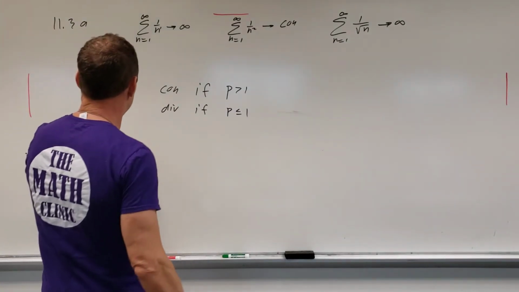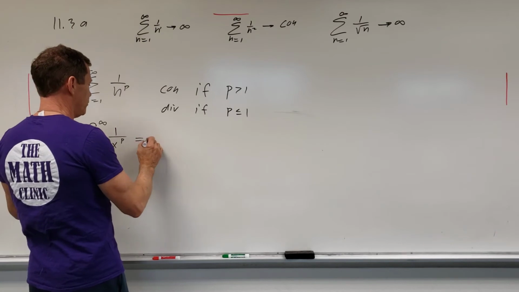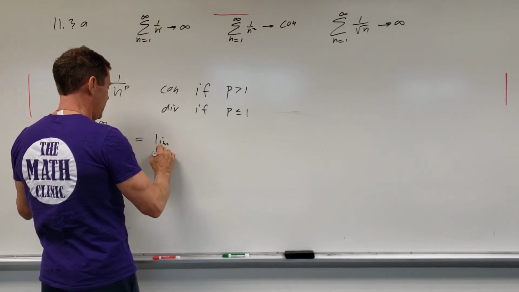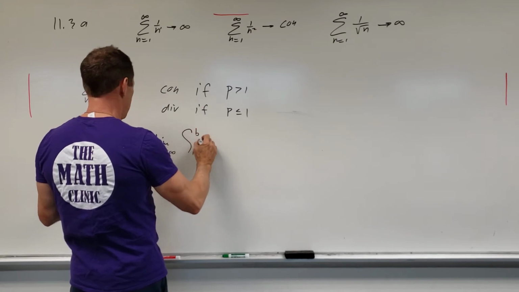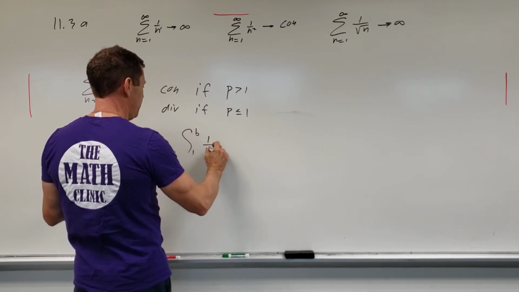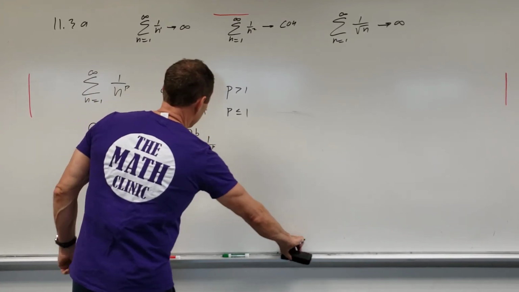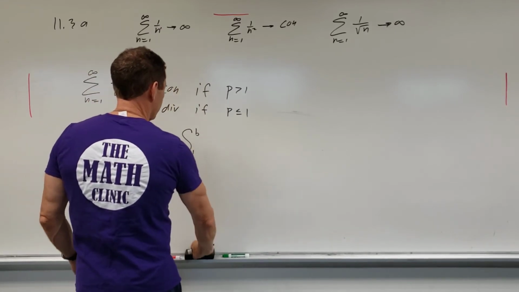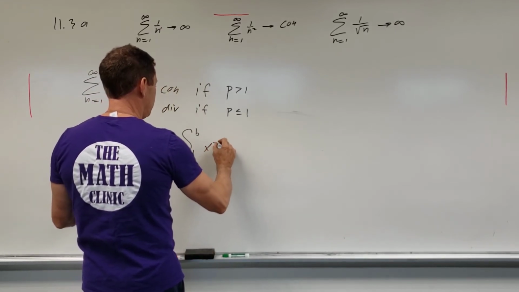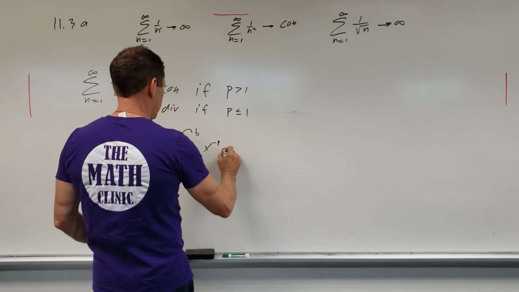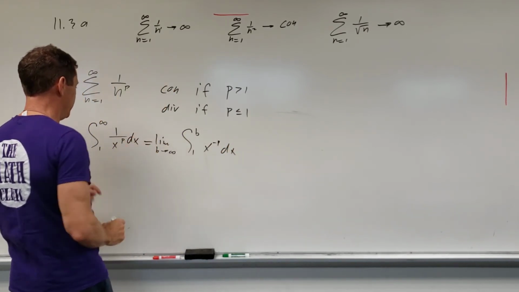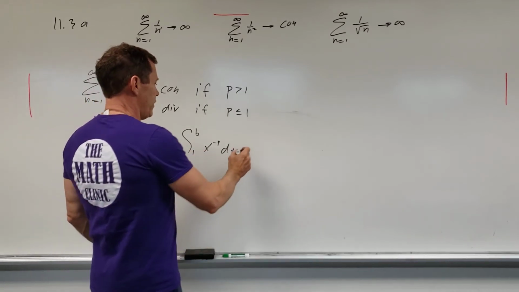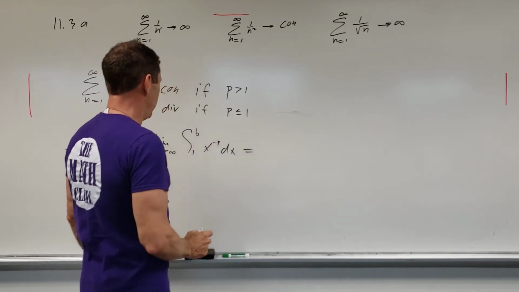Let's just figure out what this ends up being, okay? So that's going to be the limit as b goes to infinity of the integral from 1 to b of 1 over x to the p. Now we'll rewrite that as x to the minus p dx. I forgot the dx there, so I should put it in. Dx, so that's going to equal what?